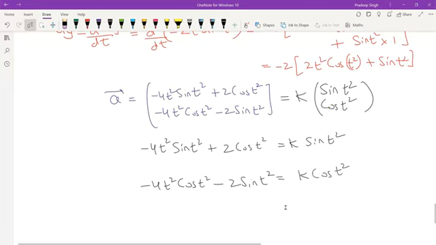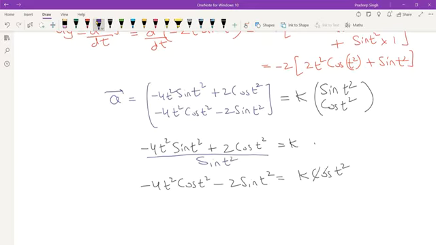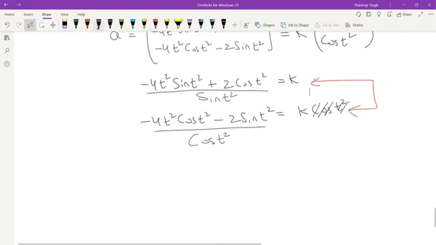Now let us make k as the subject from these two equations. So from the first equation, if we make k as the subject, this sine t square will go in the denominator of the left hand side. And similarly, the cos t square, which is in the right hand side of the second equation, will go in the denominator of the second expression. Now, since we have identified the values of k from both these equations, we can equate the two expressions and try to simplify.